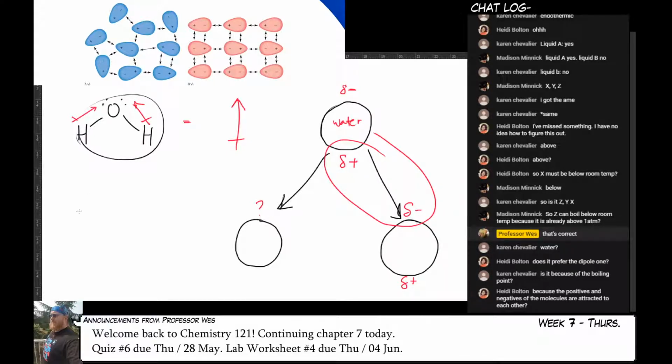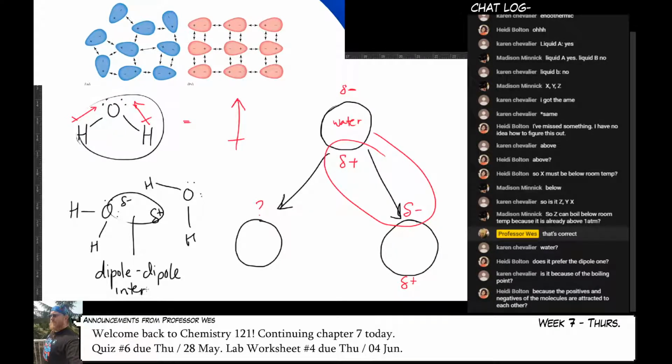So if I had two water molecules next to each other, they would actually interact with each other in the same way. So this is the negative part, and this is the positive part, and these two would hang out. And so water sticks to other water molecules for that reason. This interaction is what's called a dipole-dipole interaction. Dipole-dipole interactions occur between two molecules that have dipoles.